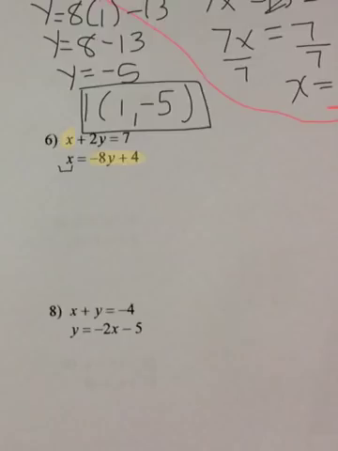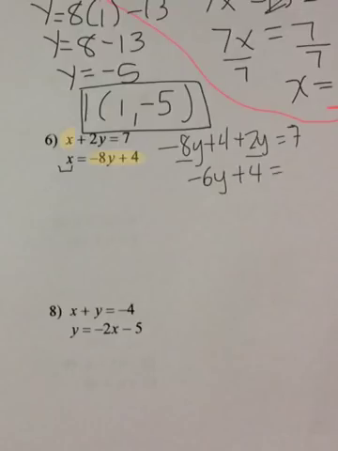right here. So when I rewrite it, instead of writing x, I'm going to write negative 8y plus 4, because that's my x value, plus 2y equals 7. And then I combine my like terms, which are these two. So it's going to be negative 6y plus 4 equals 7. And then I move this over here, and it's minus 4. And it's going to be negative 6y equals 3.